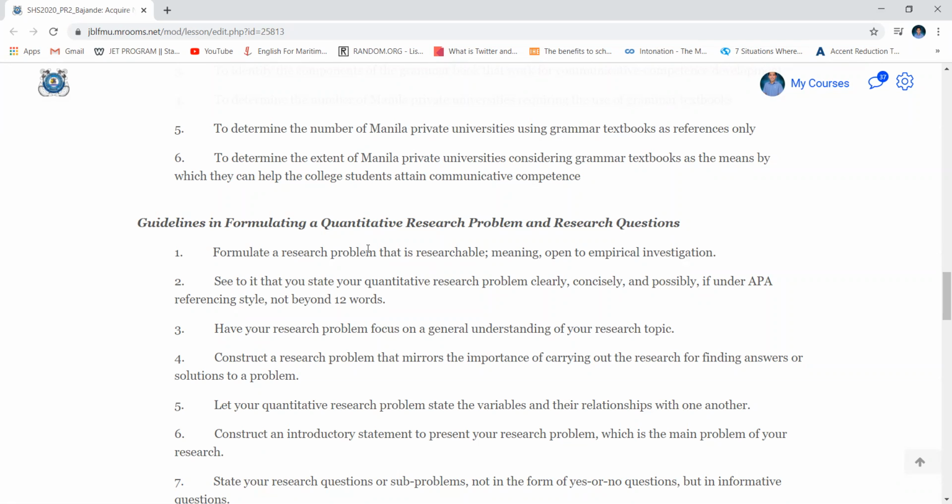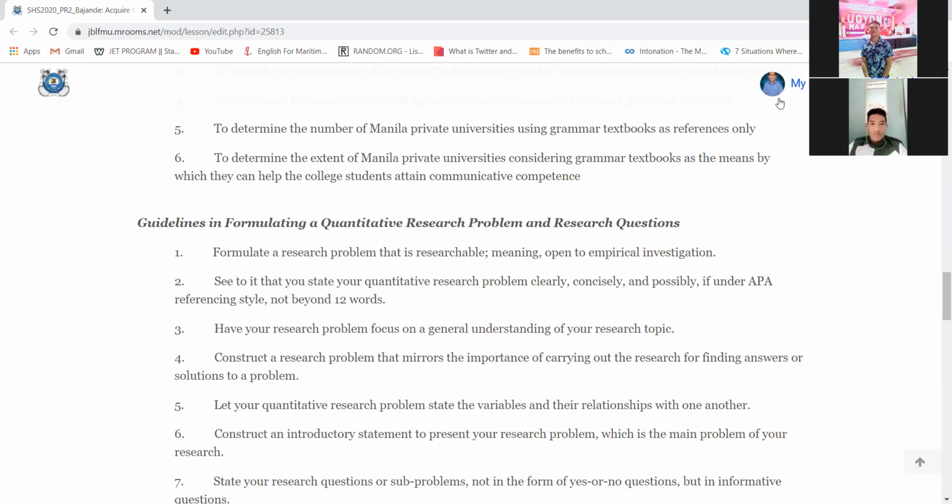Ang inyong research problem. Like for example, you just want to know how many students are having difficulties in online classes. For example, amo lang na. So that's already researchable.